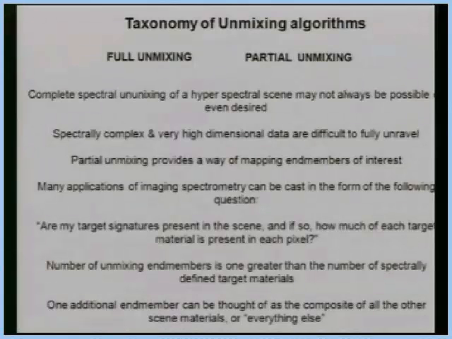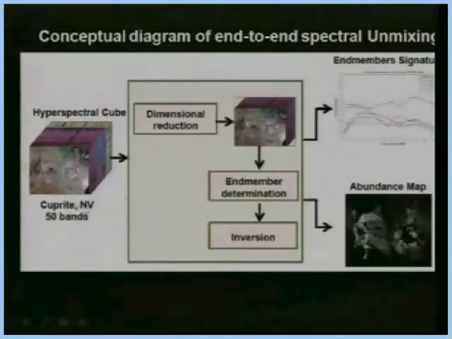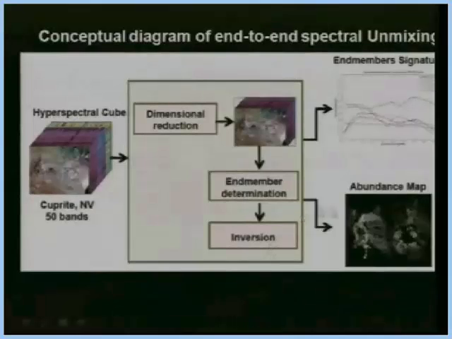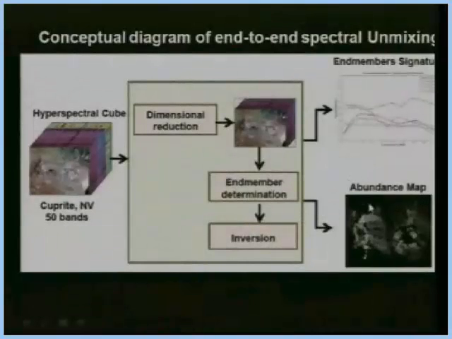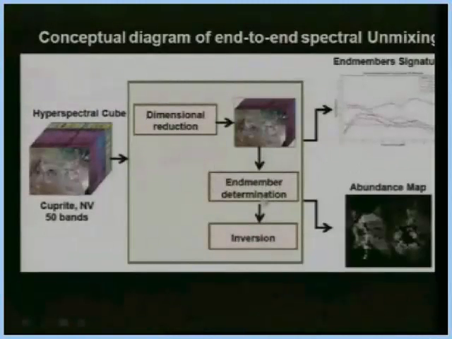That is like a background. Now, the conceptual diagram is the input image. It goes through dimensionality reduction, endmember determination. Based on the endmember determination, doing the model inversion to arrive at the abundance map. We have seen that PPI can be one of the ways where the endmembers can be defined.